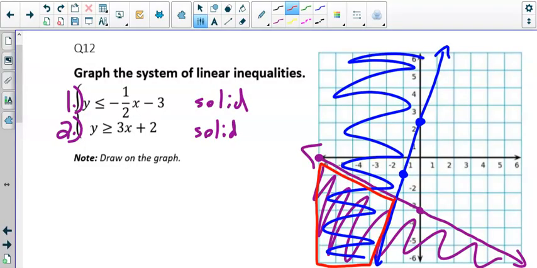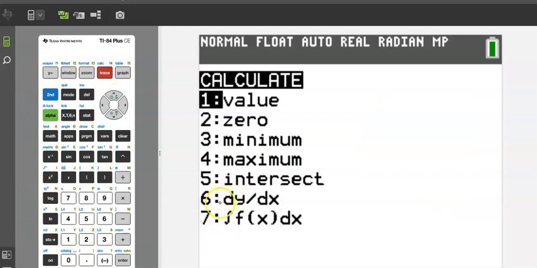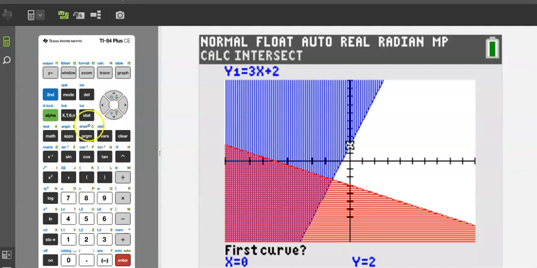They might want to know where they intersect. So you can use your second calc, go down to intersect, scroll over to the intersection and hit enter 3 times for it to do its magic. So close enough. 1, 2, 3. And there's the intersection, which since this one's a decimal, it probably will make you round. Okay, so it might ask for the intersection.